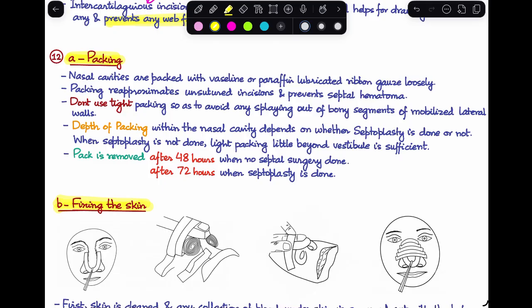The purpose of the packing, first of all, is that it will help you in reapproximating the unsutured incisions, and it will also prevent the development of a septal hematoma. The depth of the packing, how deep you will go, will be decided based on whether septoplasty was part of the procedure or not. If you have not done septoplasty, just a light packing, just a little beyond the vestibule, is sufficient. Next thing to know is, when do you remove the pack? Pack removal happens after 48 hours if you have not done a septoplasty, but if you have done a septorhinoplasty, you remove it after 72 hours. So this is about packing of the nose.